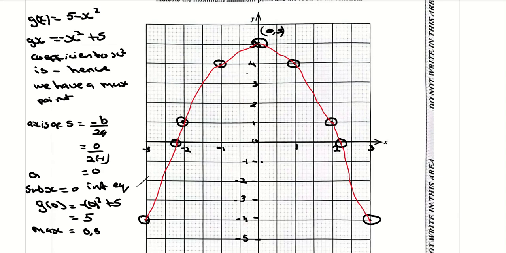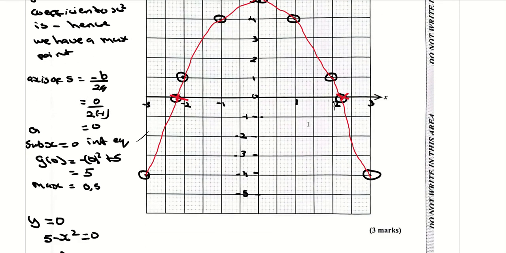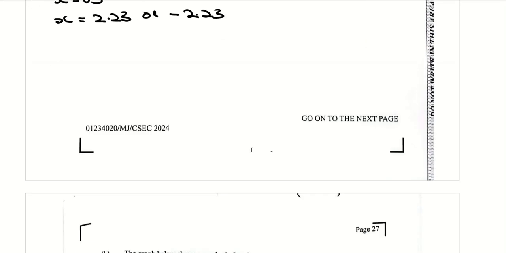Please note that you should always write your scale. On your y-axis, 1 centimeter is equal to 1 unit, and on your x-axis, 2 centimeters is equal to 1 unit. This coordinate here is (0, 5). This is your maximum value. And this right here and this right here are known as your roots, the roots of the function. That is when the function is equal to 0, or y is equal to 0.